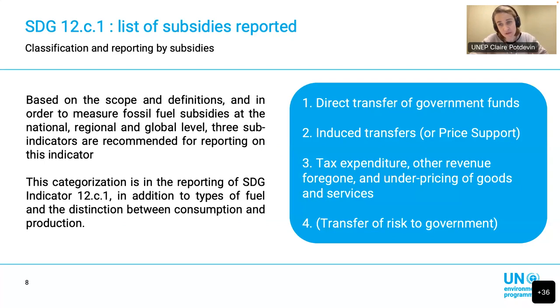Third being tax expenditure, so any form of tax breaks, tax exemptions, or any other form of foregone revenue, for example, underpricing of government services, infrastructure, and the last one being transfer of risk to government. I should mention that the first two are considered compulsory in the reporting, while tax expenditure is highly recommended but optional, as the data collection process is, let's say, in progress on this one.